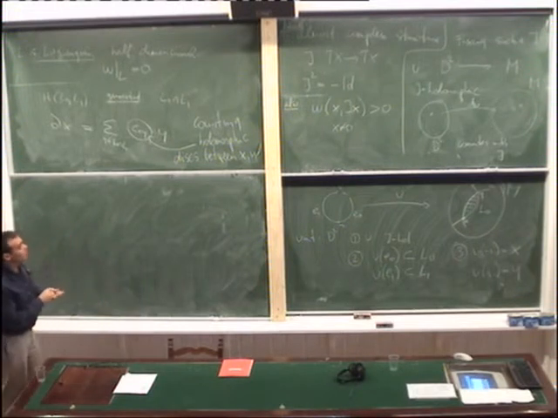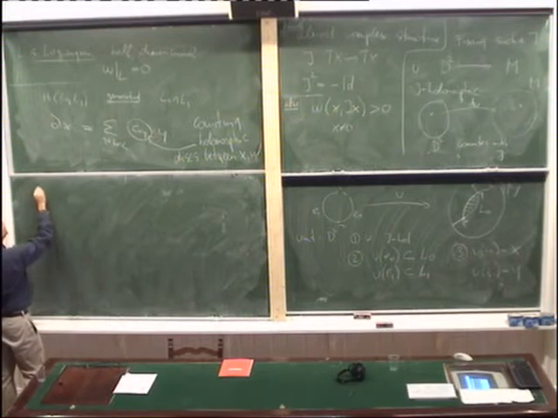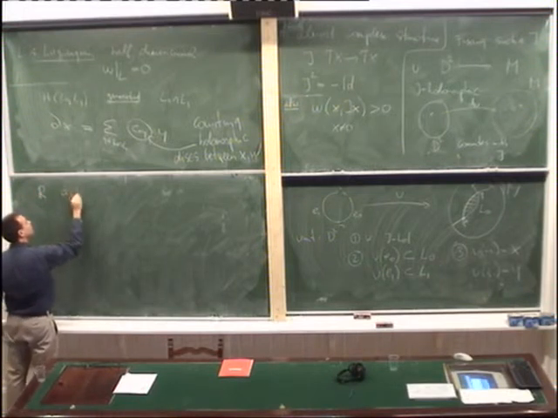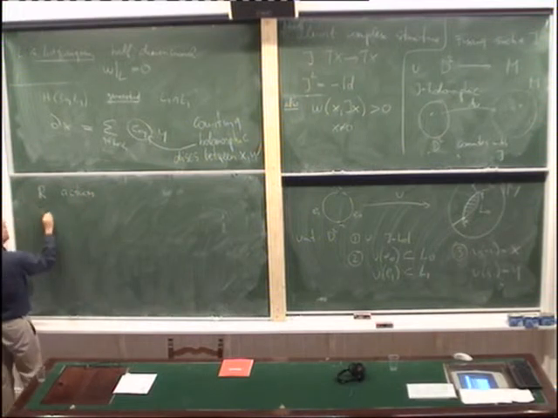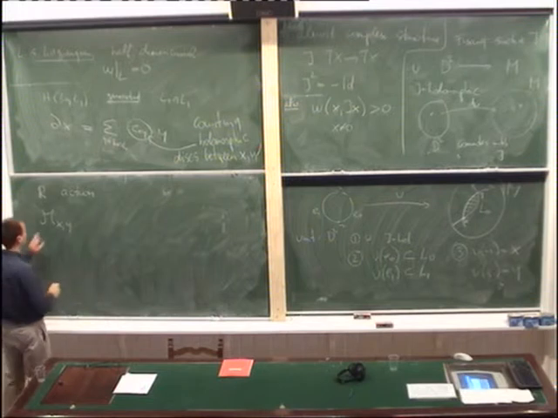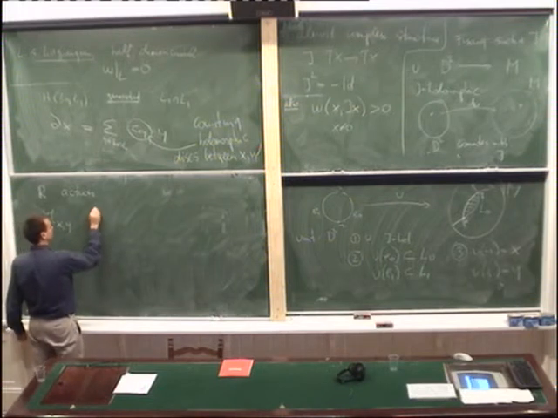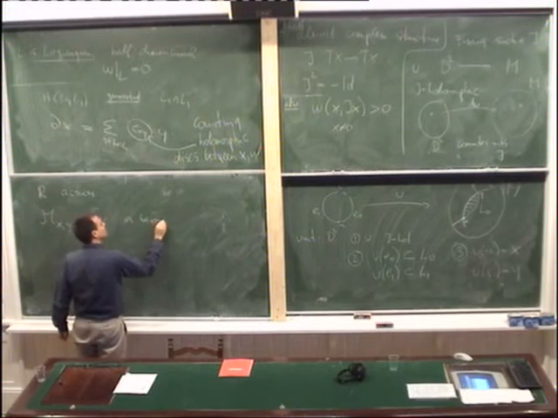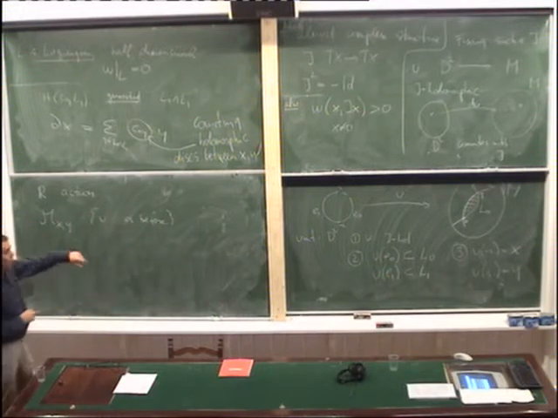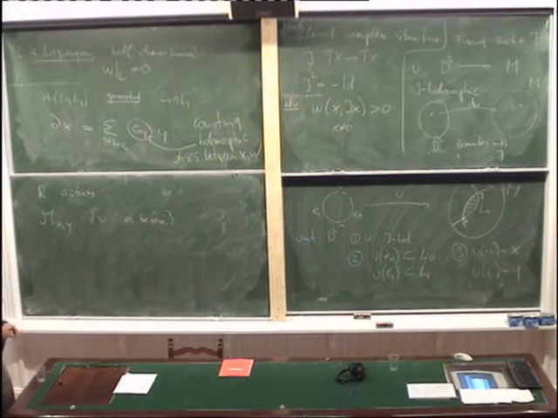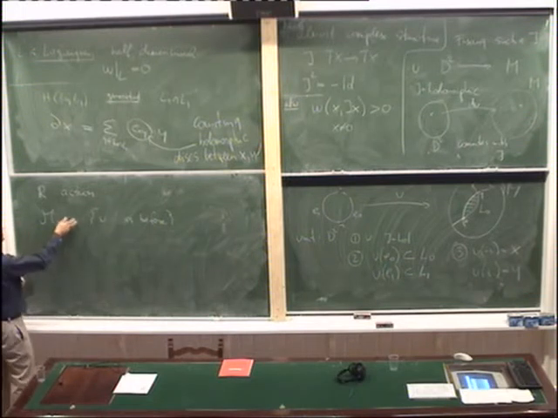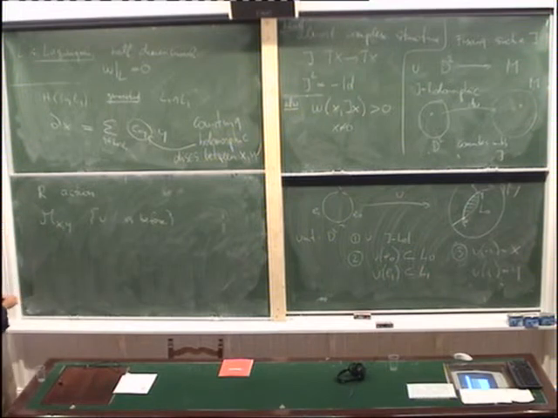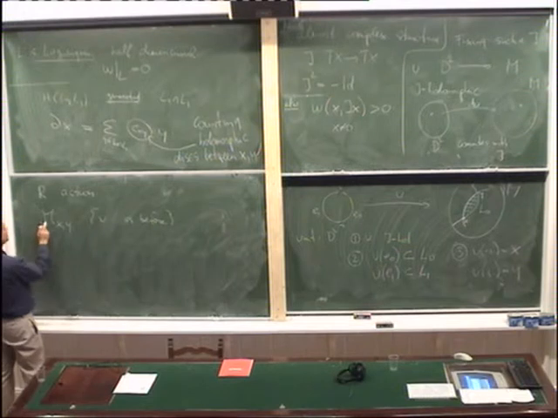So first of all, there is an R action on the moduli space. So M_xy is the collection of such maps u as before, where u is a J-holomorphic disk connecting x to y, and you can put these into a moduli space. And I claim that there is an action of R on this moduli space.